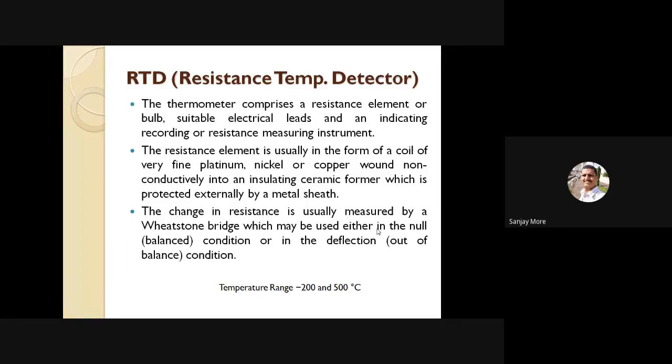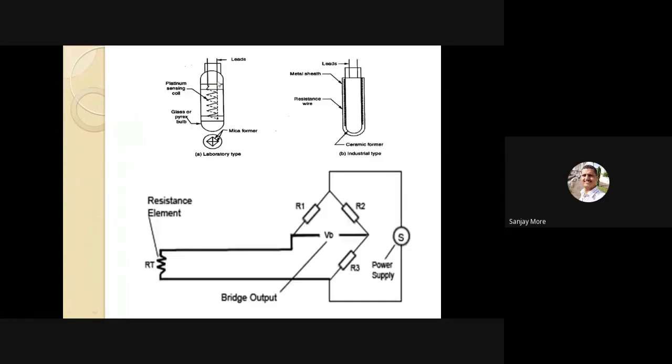See the description. The thermometer comprises a resistance element or bulb, suitable electric leads, and an indicating or recording resistance measuring instrument. The resistance element is usually in the form of a coil of very fine platinum, nickel, or copper wound non-conductively into an insulating ceramic former, which is protected externally by a metal shell. Here, this is the platinum sensing coil and glass or ceramic, and these leads are of aluminum wires.